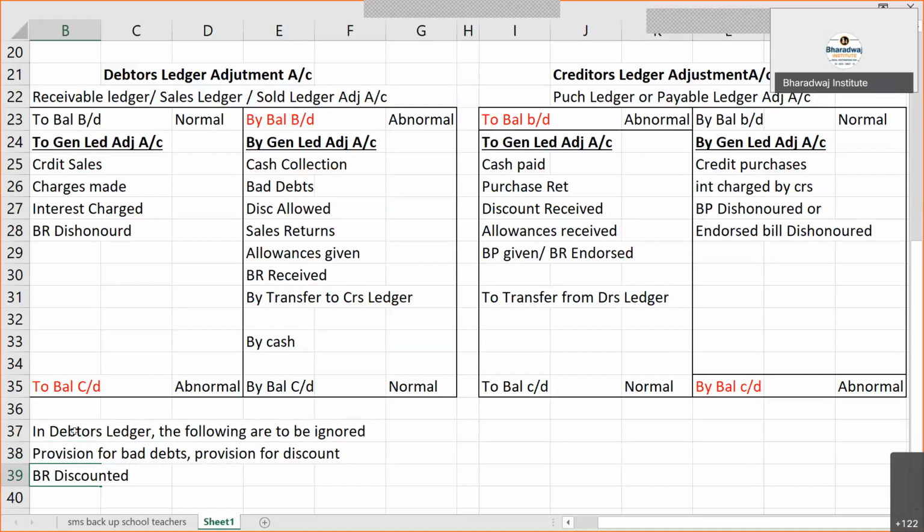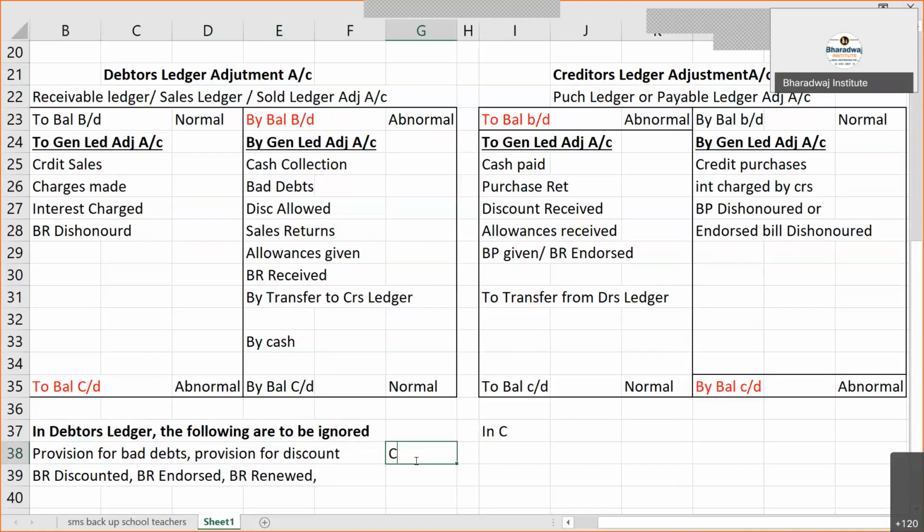So when bills receivable are discounted, it will not affect the debtors ledger. Then even bills receivable endorsed also will not affect the debtors ledger, and bills receivable renewed, it is just an extension of time. Those things will not affect the debtors ledger. Of course, cash sales also will not come.